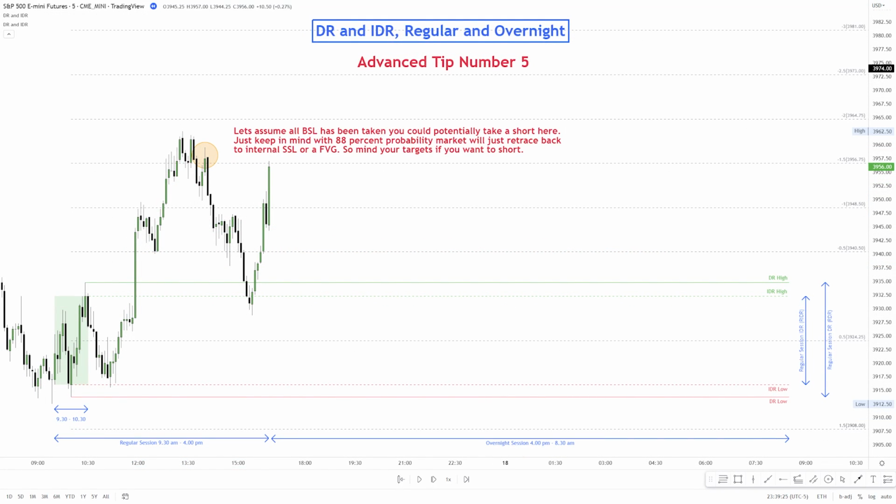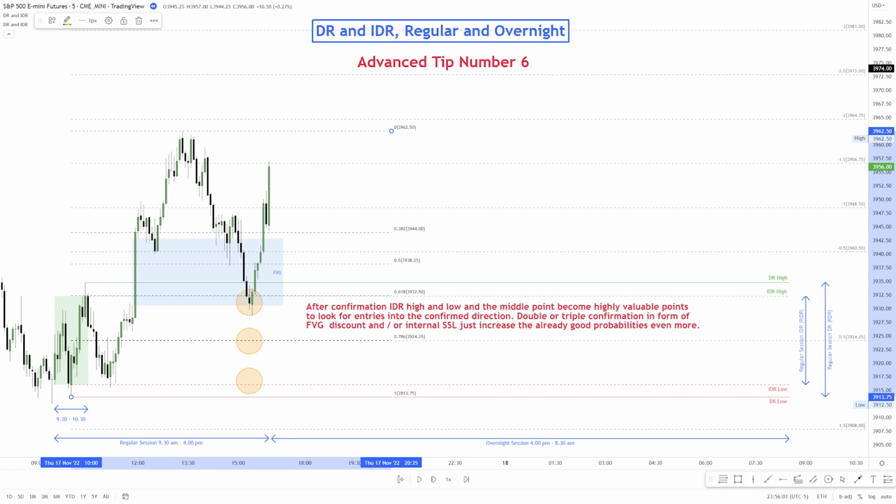That brings me to advanced tip number 5. Just because the rule is confirmed, it doesn't mean that you can't short anymore. If the price extended quite a bit into one direction, took buy-side liquidity and reached a PD array, you could potentially short a retracement. Just keep in mind that with an 88% probability, the market will retrace only into an internal sell-side liquidity or a fair value gap. So mind your targets if you want to short in such a scenario.